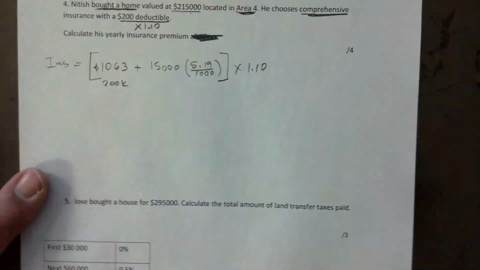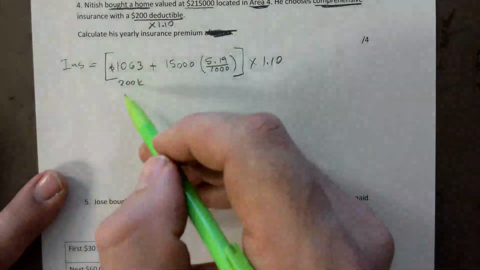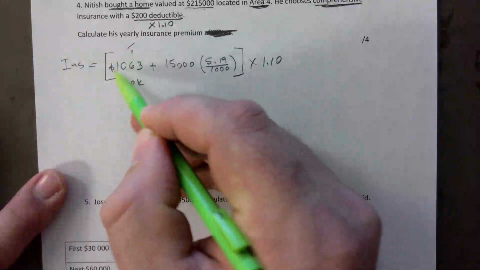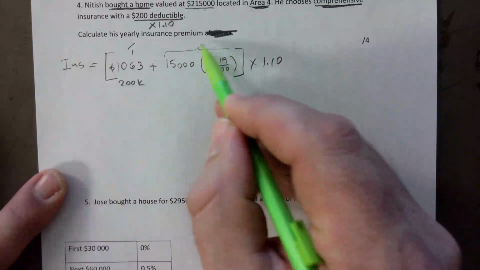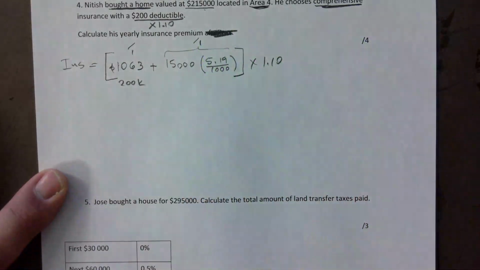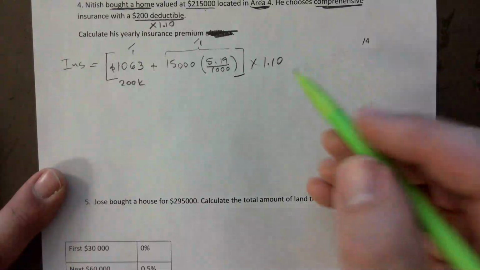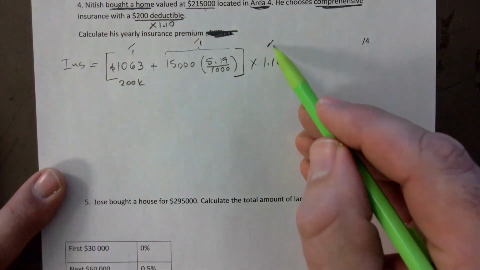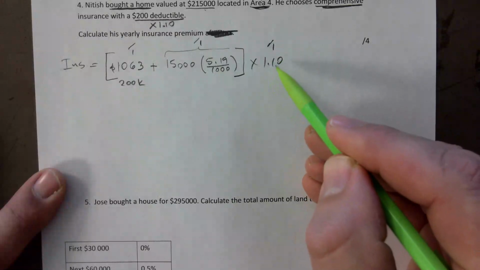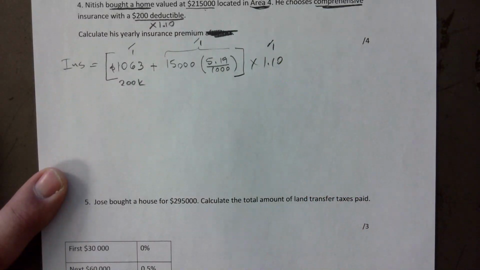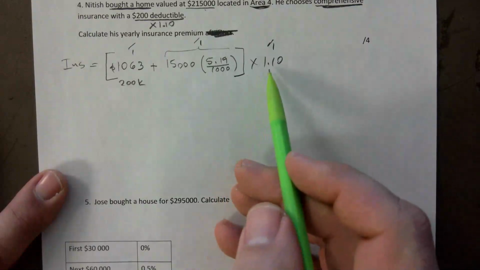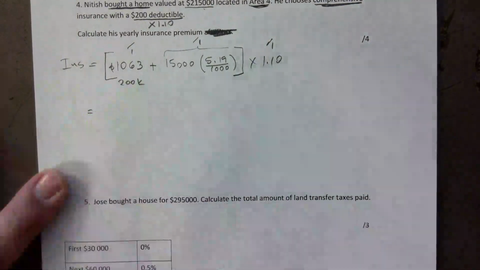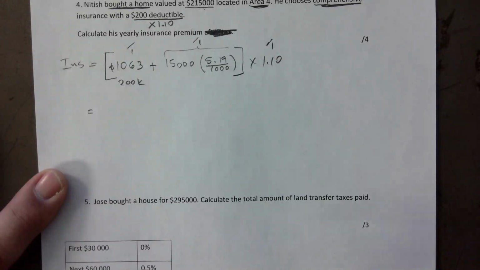Okay, so here's the mark breakdown. I'm going to give you 1 mark for this showing up. I'm going to give you another mark for all of this showing up. And today I'm also going to give you 1 mark for this showing up, because that tells me you understand I need to add 10%. However you do it, it's fine, but for me, this is how I show it. And then you're going to get another mark for actually working this out.